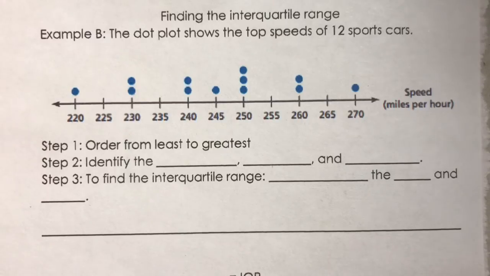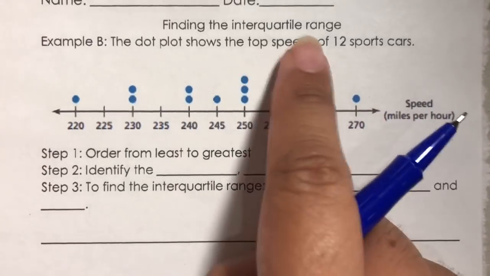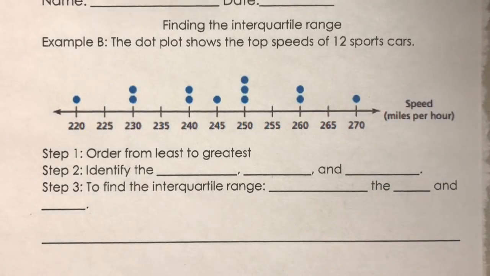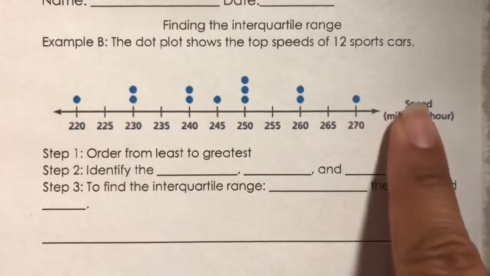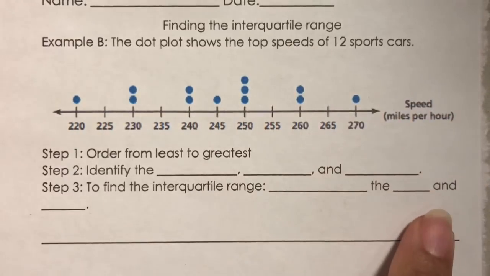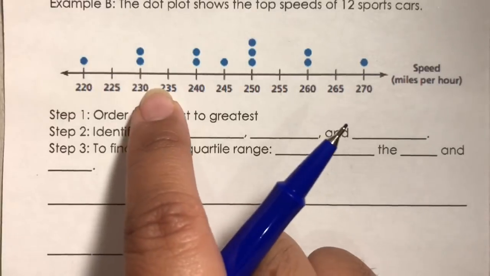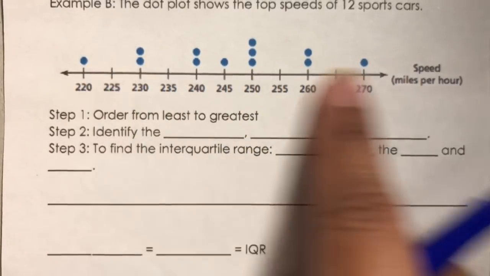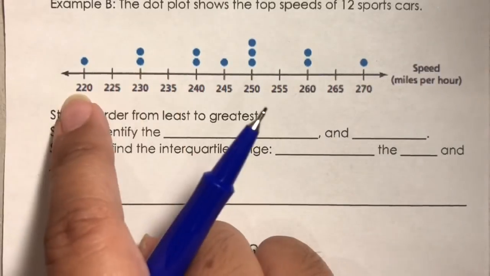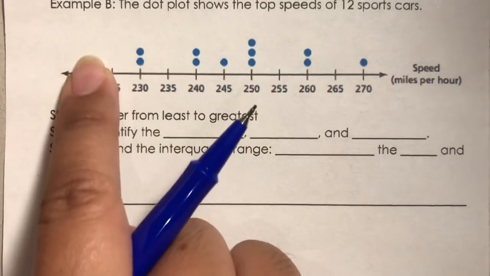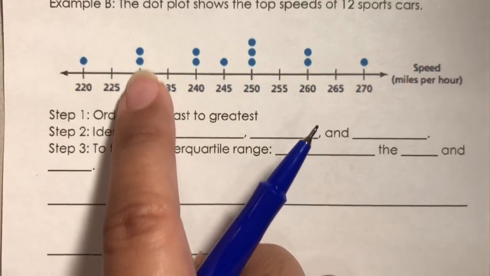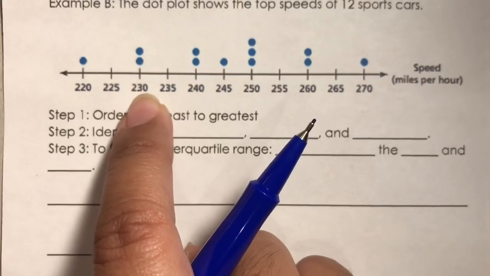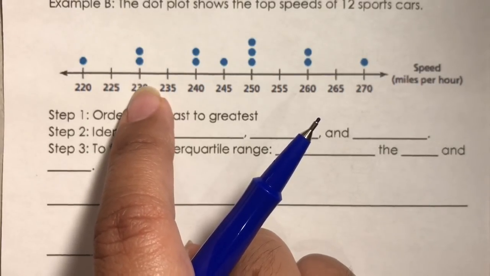In this part of our notes, we're going to learn how to find the interquartile range. And as we saw from the first part of our notes, the interquartile range is the range of the middle half of data. Okay, so we have a dot plot here that shows the top speeds of 12 sports cars. Now, just a quick review on dot plots. Remember, each dot in the dot plot represents how many times that number occurs in the data. So if we have one dot over 220, that means 220 only occurs once. If we have two dots over 230, that means that 230 occurs twice in the data, and so on and so forth.